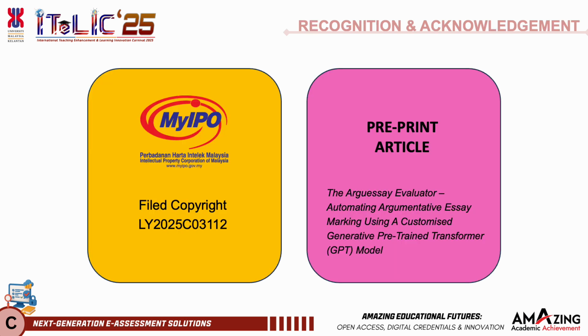Now, before I end, I'd like to highlight the recognition and acknowledgements that mark significant milestones for the Arguessay Evaluator. First, we are proud to share that the innovation has been officially recognized through copyright protection under the Intellectual Property Corporation of Malaysia, MyIPO, and this, we believe, is vital to ensure that the intellectual property rights are secured, protecting both the concept as well as the AI implementation model behind the Arguessay Evaluator itself.